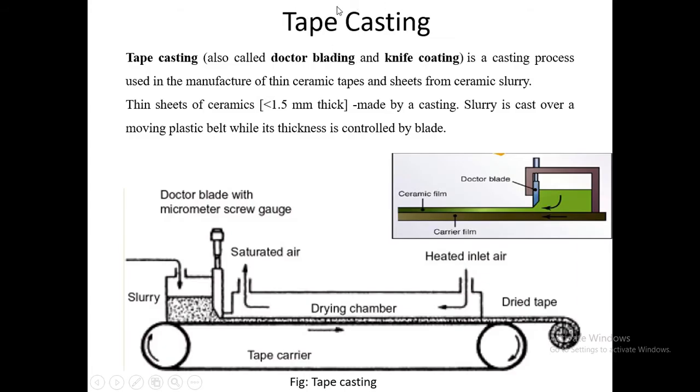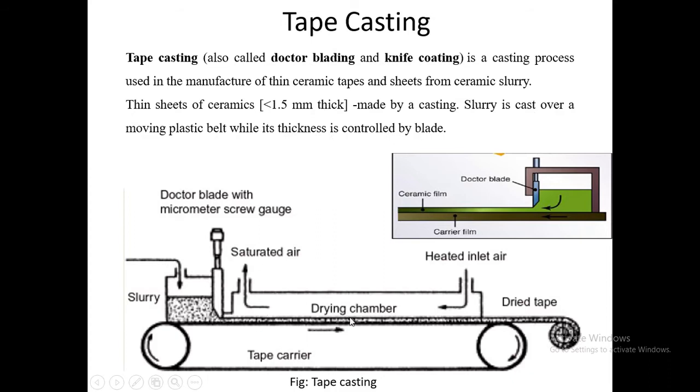So now I will be explaining tape casting. Tape casting is a primary forming method which is used to produce thin ceramic tapes of thickness less than 1.5 mm. It is also called the doctor blading or knife coating process. The working principle behind tape casting is that the slurry is cast over a moving plastic belt while its thickness is controlled by a blade.